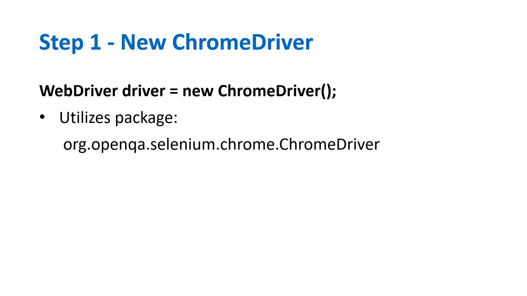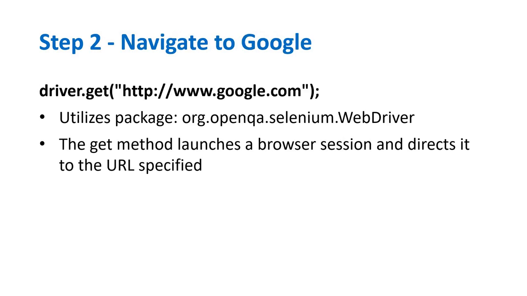First, a new instance of the Chrome driver object is instantiated. This utilizes the package org.openqa.selenium.chrome.ChromeDriver. This class is provided as a convenience for easily testing the Chrome browser, and the Chrome driver class is instantiated onto the browser with WebDriver. Next, the test navigates to google.com. This uses the package org.openqa.selenium.WebDriver, and the WebDriver get method is used to launch a new browser session and direct it to the URL that you specify in the parameter.